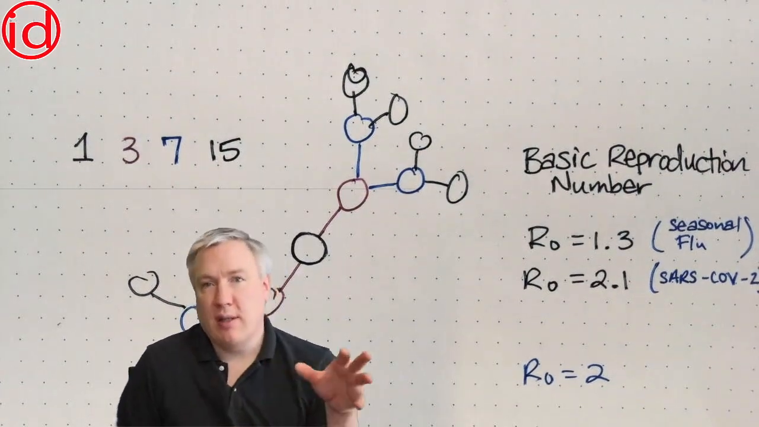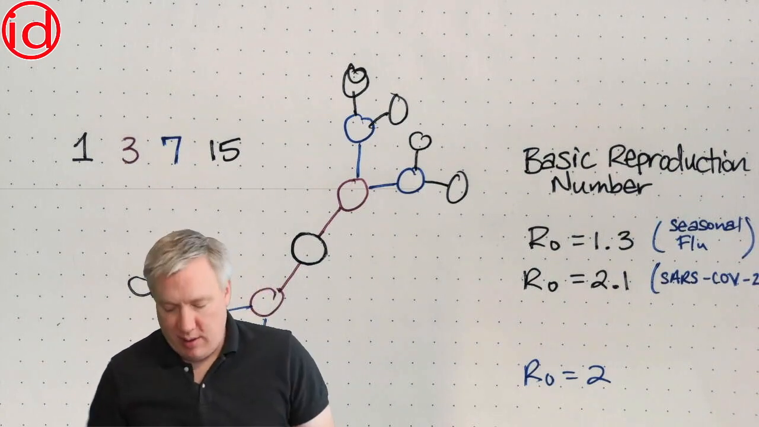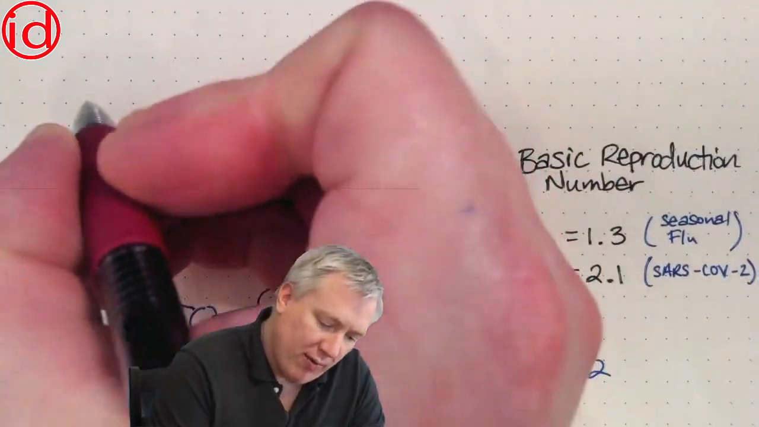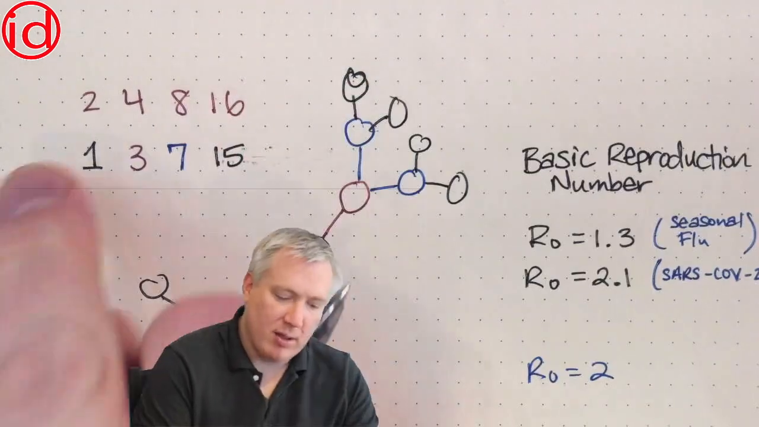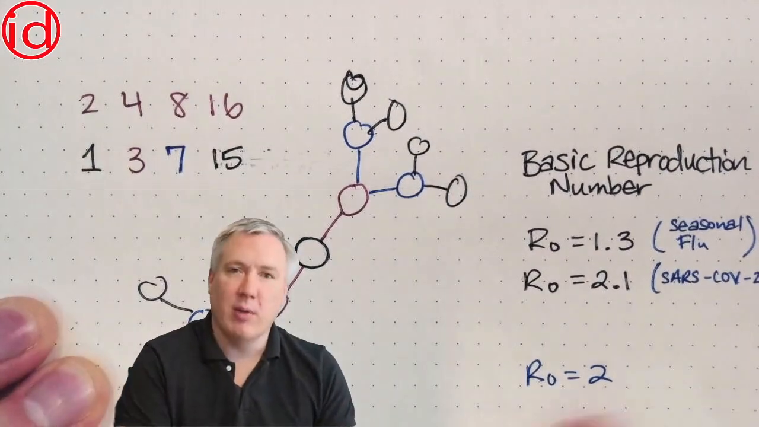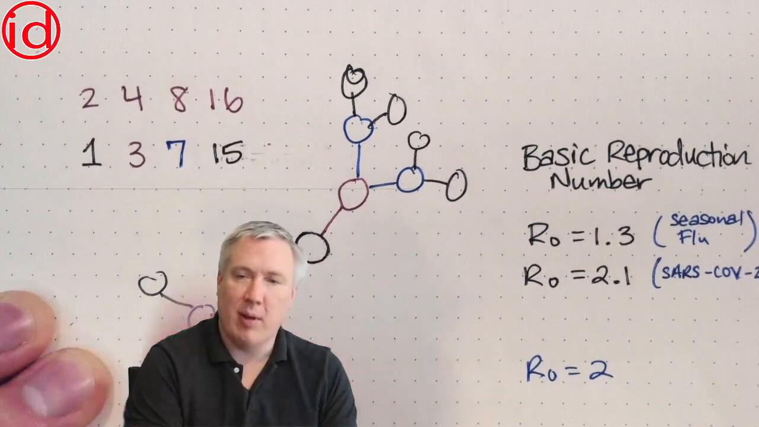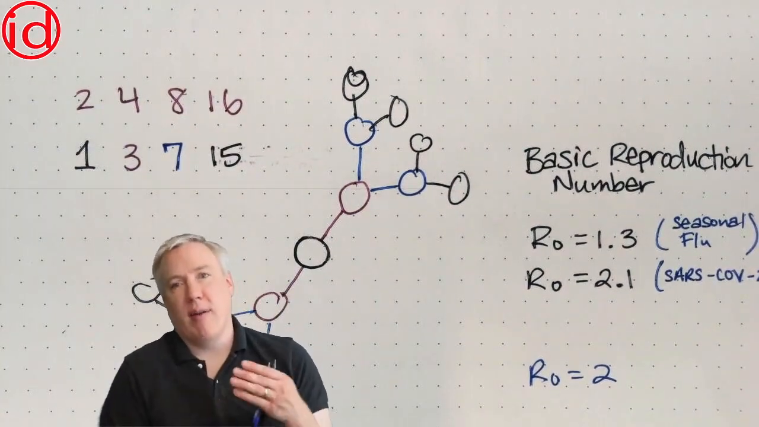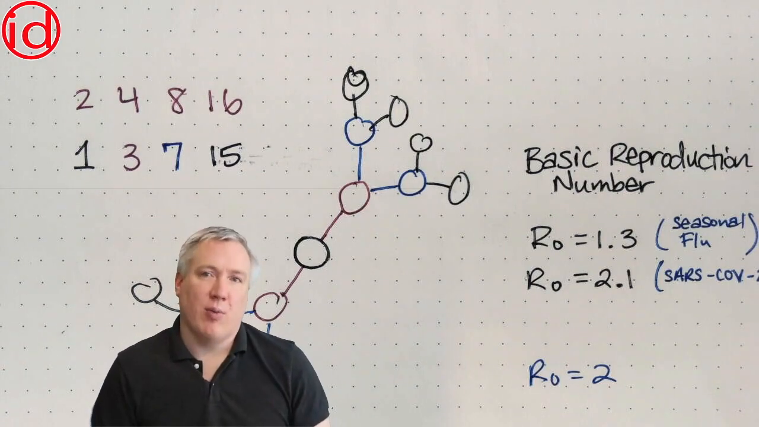At first glance, you might be able to recognize a pattern, but if I were to add 1 to all of these numbers, you would recognize a pattern much more quickly. 2, 4, 8, 16. Each of these numbers is doubling, which is what the R naught of 2 is doing. It's doubling the number of people being sick at every round. So let's go ahead and get into the math of how this would work.